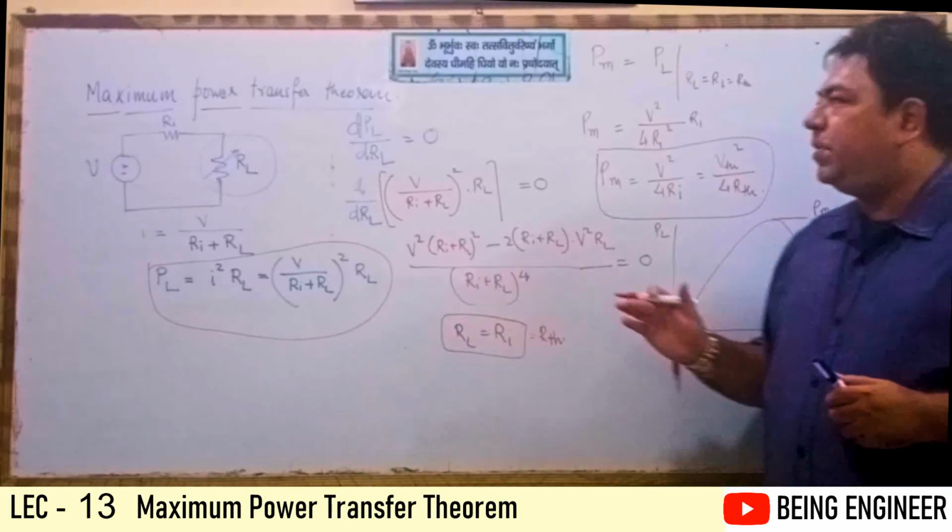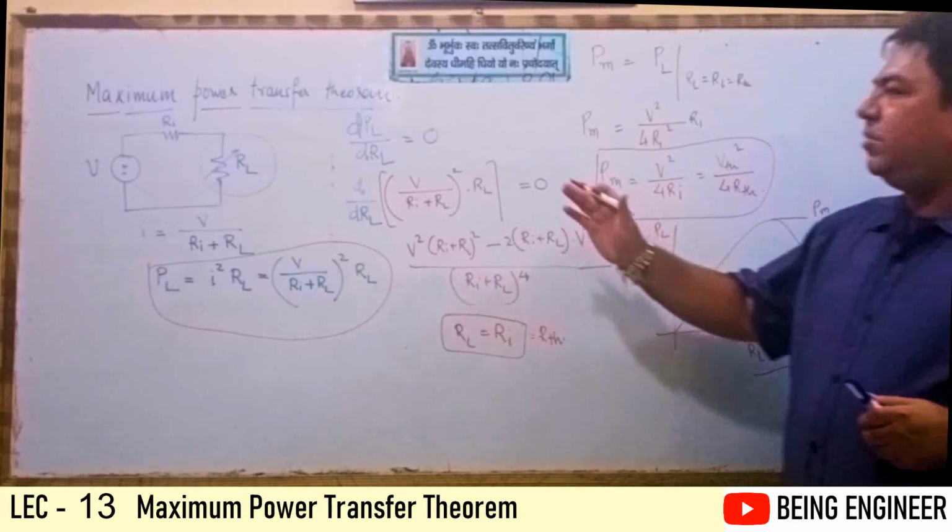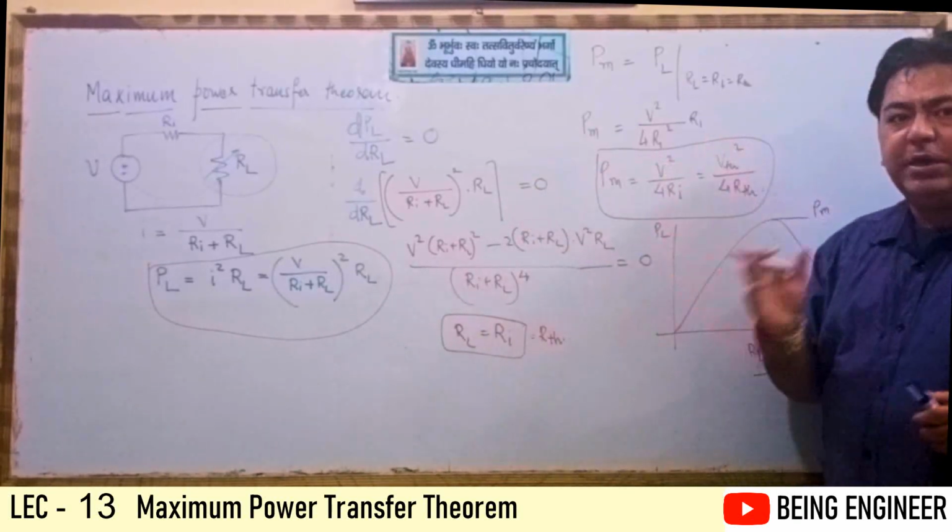So this is the maximum power transfer theorem. How can we implement it in a DC circuit? What are the conditions?